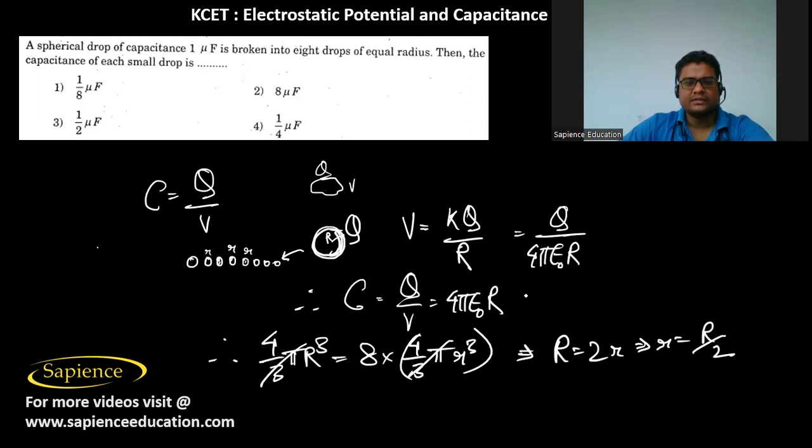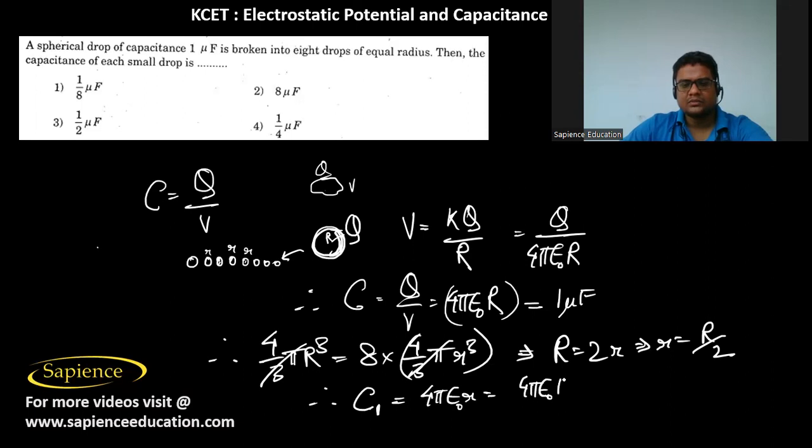Now it is given that the capacitance of the large drop is equal to 1 microfarad. So 4 pi epsilon naught R is equal to 1 microfarad. Therefore the capacitance of each small drop, let's call it C1, will be 4 pi epsilon naught into small r, that is equal to 4 pi epsilon naught into R by 2. So this is 1 microfarad divided by 2, that is half microfarad. So option 3 is the correct answer.